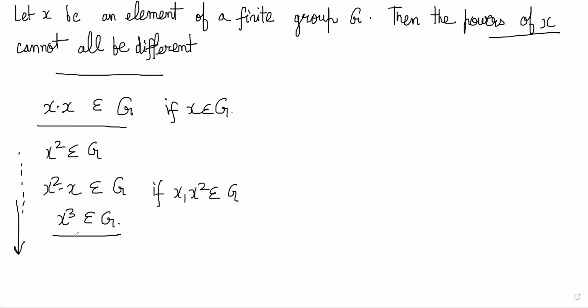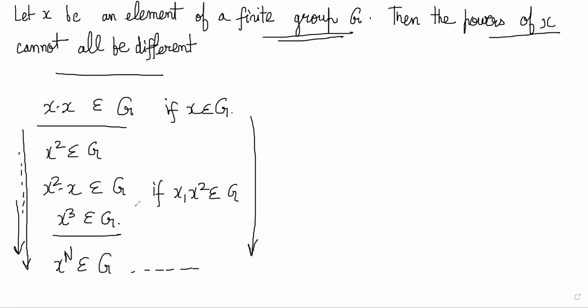Then what will happen if the group is finite? The number of powers of X should be infinite. You can go on and on. X power n should belong to G and so on. These elements are infinite, so they can't all be different because the group is supposed to have only a finite number of elements. So I hope that part is clear, that the powers of X cannot all be different.